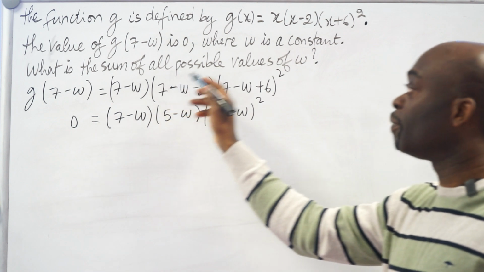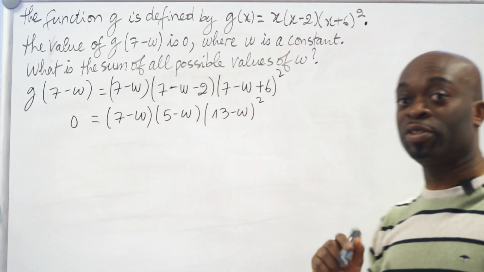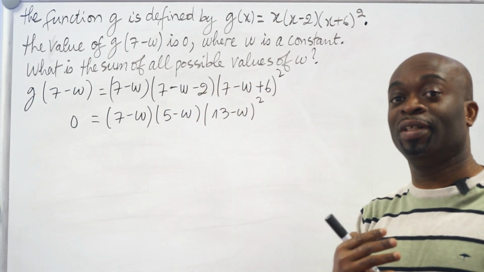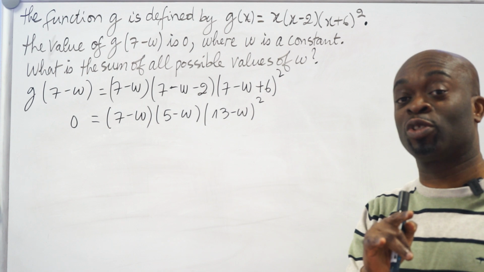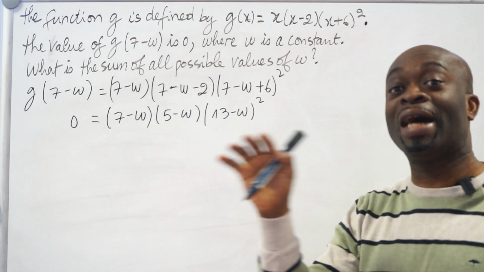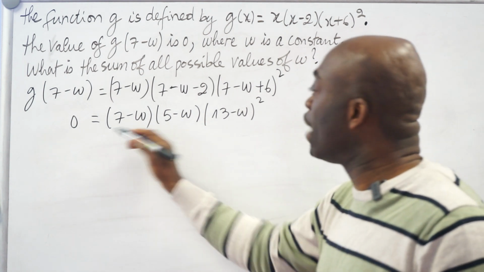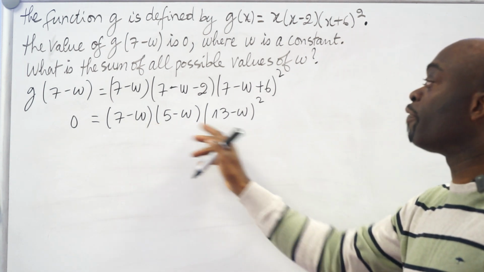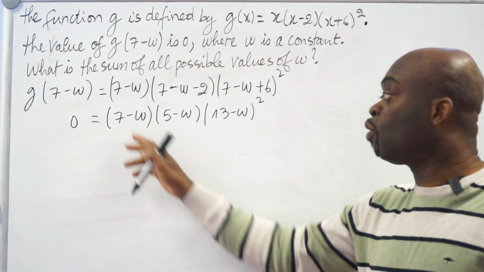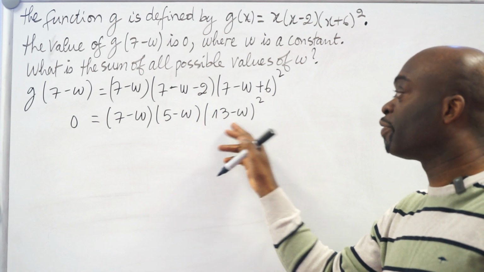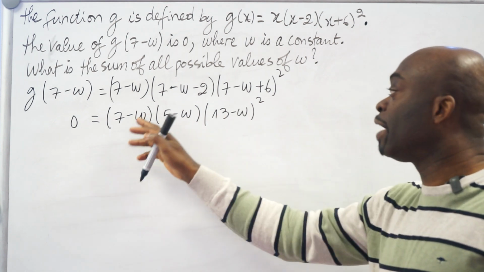Now, remember the question. What is the sum of all possible values for w? That means we're looking for w. And once we get the w values, what do we do with them? We're going to add them up. That's what we said, the sum. So let's go for it. Now, this is the product of 3 factors here, correct? 1 factor, 2 factors, 3 factors.